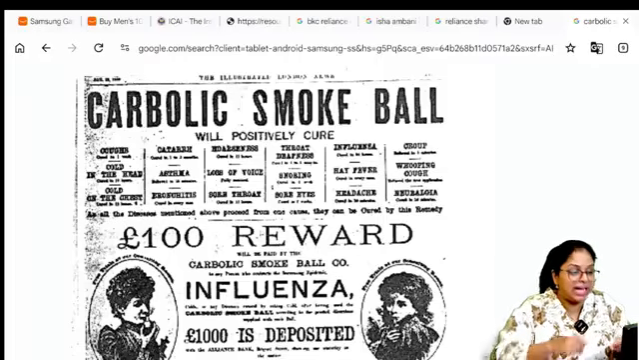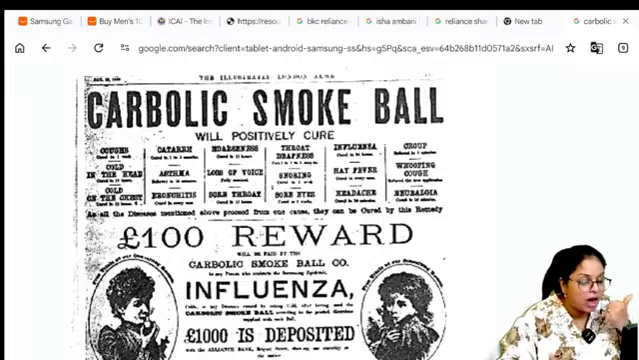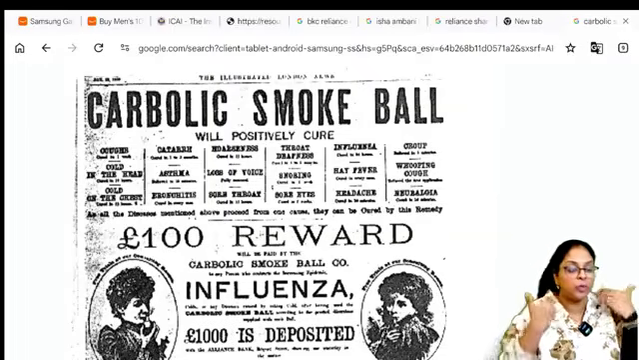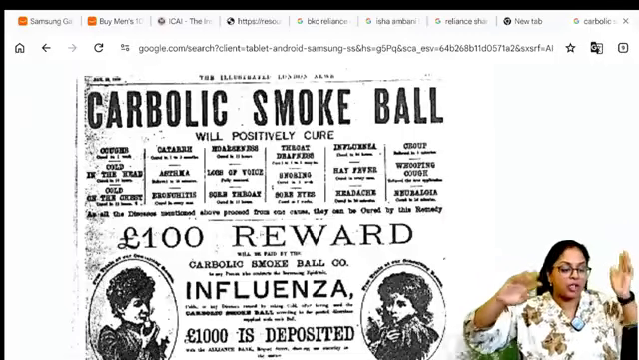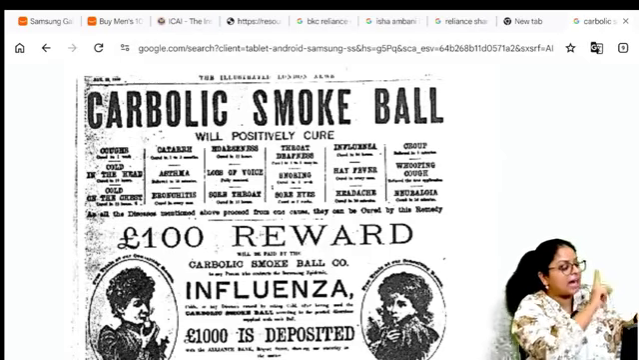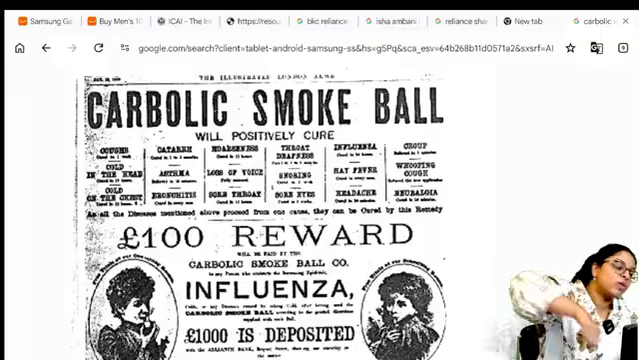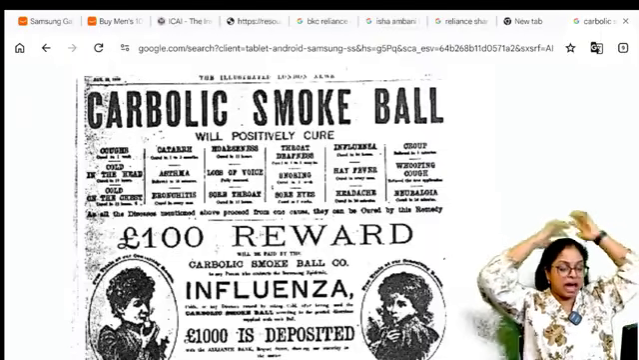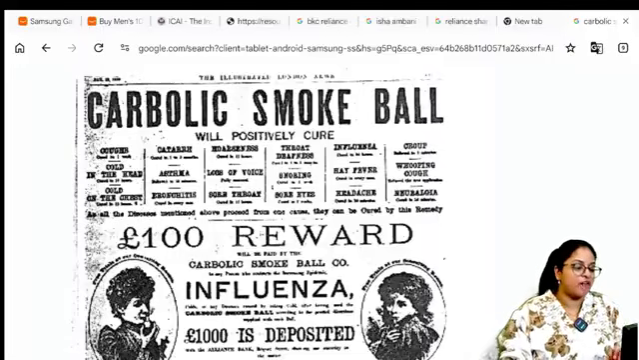Now she went to get the reward of 100 pounds. But when she went, Carbolic Smoke Ball Company said, hey Carlill, who are you? We never made the offer to you. We will not give a reward for whatever you did on your own. Carlill says, I read that advertisement, and it said that whoever mixes it in milk and drinks it morning, afternoon and night will not get influenza. I also drank it morning, afternoon and night, but I got influenza. So please give me the reward of 100 pounds.